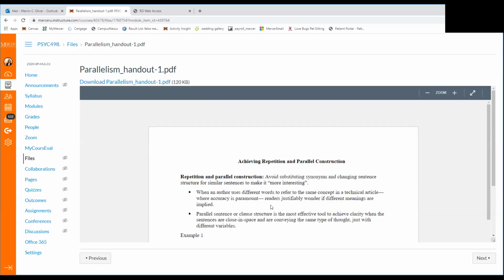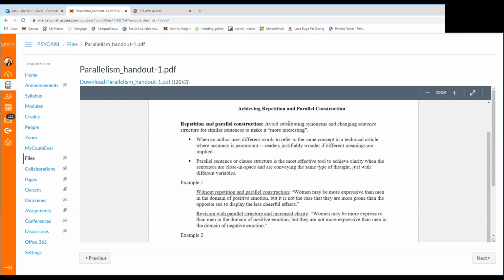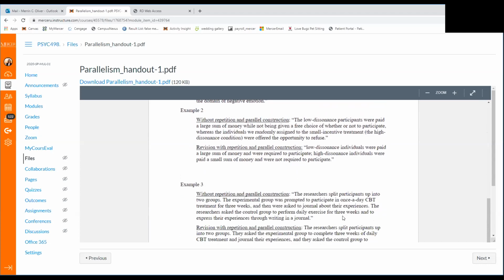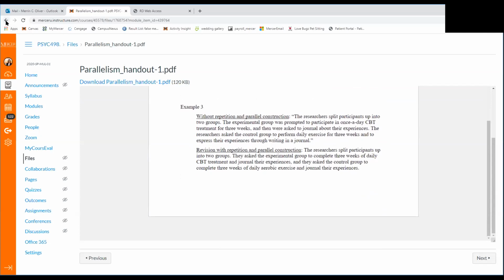And so we want to avoid trying to mix up our sentences so that they sound different, or mix up our words or vocabulary so it sounds different to keep things interesting. In this field, interesting is another word for convoluted when it comes to writing style. So we discussed this on this handout about avoiding synonyms and changing sentence structure, and you can see these examples here. Again, I'm not going to go through all of them.